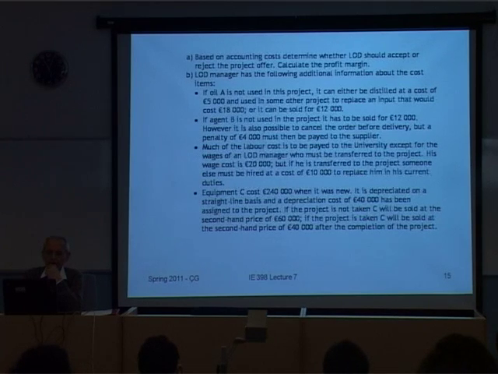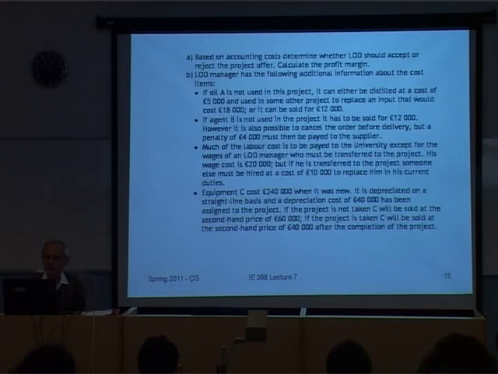The other piece of information we have is that if agent B, which is not available, but we have placed an order for this, you remember, if agent B is not used in this project, it has to be sold for 12,000 euros. You can sell it for 12,000 euros. However, it is also possible to cancel the order before delivery. Since this is at the time on order and that has not been delivered yet, you can call the suppliers and say that I don't want this, but you have to pay a penalty of 4,000 euros for canceling the order according to your agreement with the suppliers, okay?